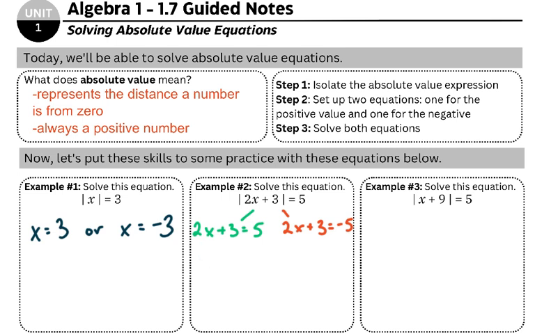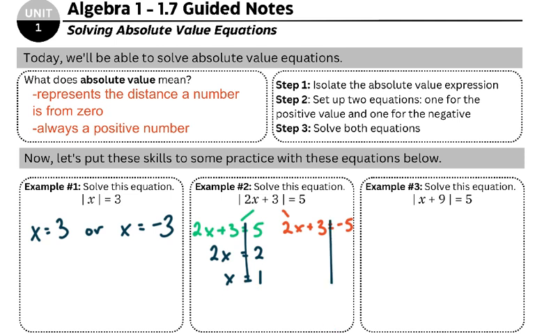Start by solving for x in the positive case. Press play when you're ready to check. You should get x equals 1. Let's plug that in to check. 2 times 1 is 2. 2 plus 3 is 5. And the absolute value of 5 is 5. Since 5 equals 5, we solved this first equation correctly.